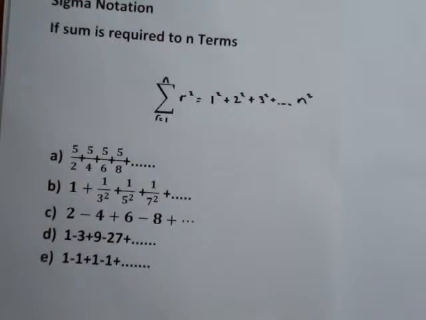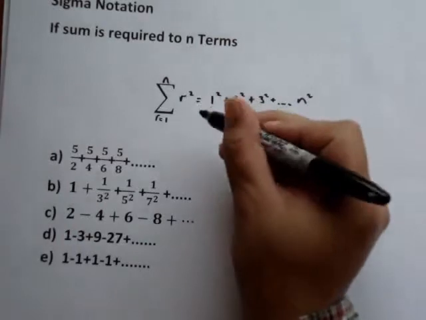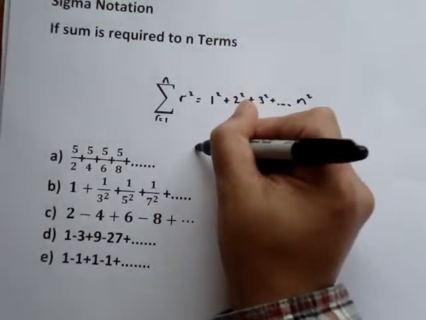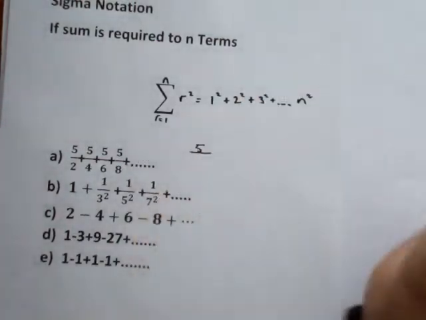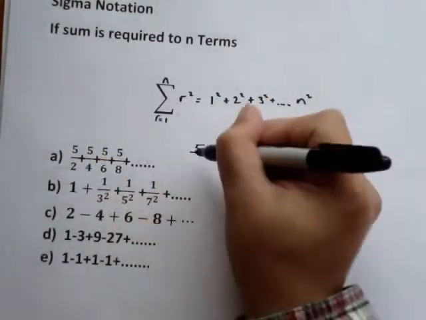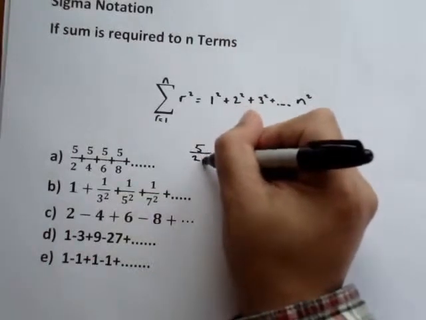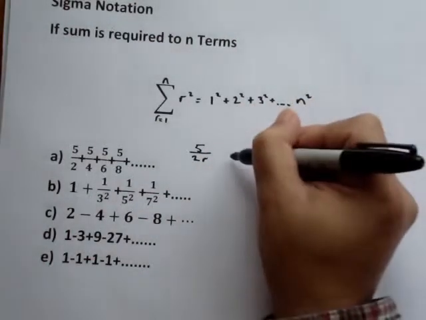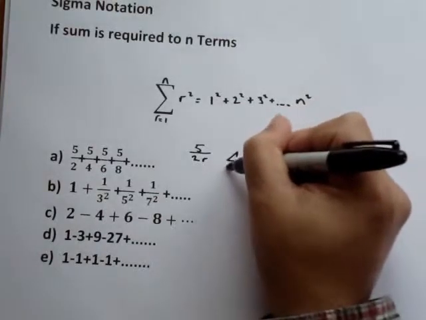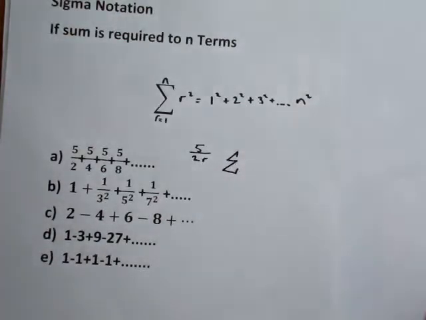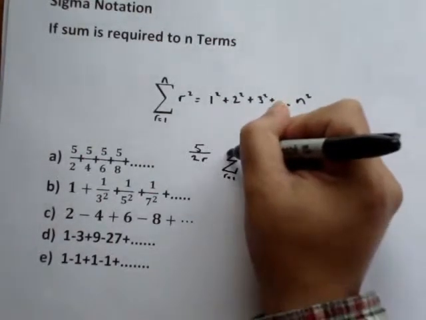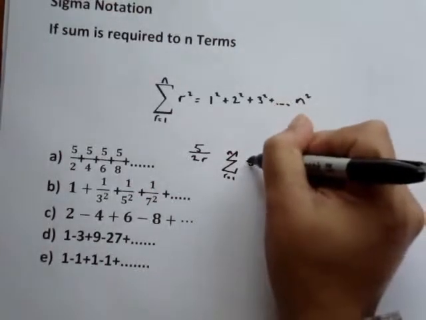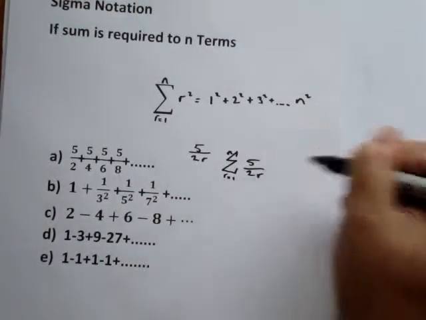So 5 over 2 plus 5 over 4 plus 5 over 6 plus 5 over 8. So the general term is 5, and the denominator is going up 2, 4, 6, 8, which is 2r. So this then becomes the sum from r equals 1 to n of 5 over 2r.